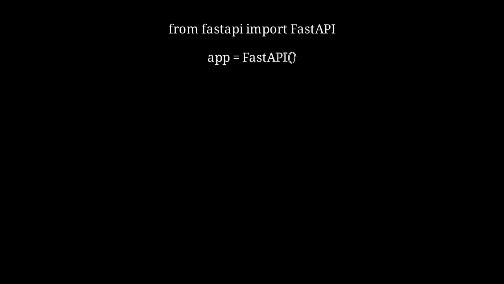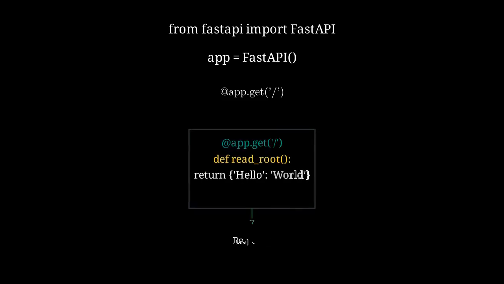Let's look at how to create a basic FastAPI application. First, we import FastAPI from the fastapi module. Then we create an instance of the FastAPI class called app. We use decorators like @app.get to define routes. This creates a GET endpoint at the root path. Here's a complete example showing a route decorator, a function definition, and the JSON response it returns.